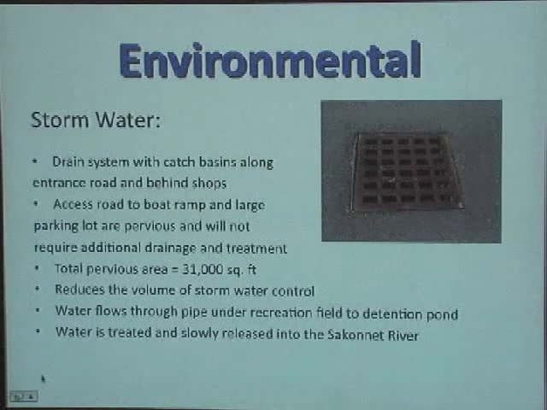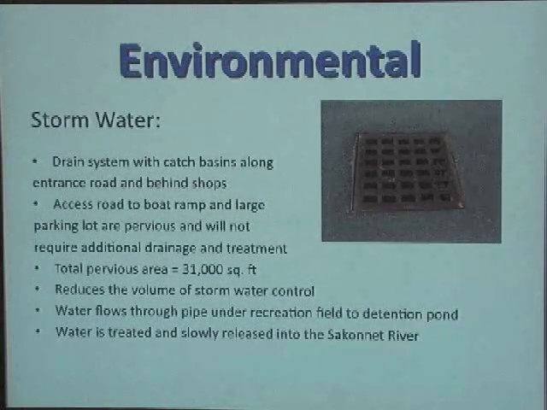For the stormwater, we have the entrance road and the small parking lot behind the shops and apartments of impervious material with catch basins, and the stormwater will flow through a pipe underneath the recreation field to a detention pond where it will be slowly treated and released into the Sakonnet River. The boat ramp access road will be pervious material, as well as a large parking lot totaling an area of 31,000 square feet.